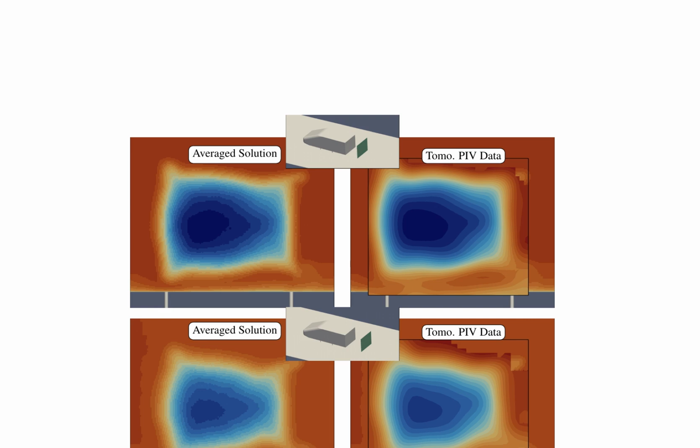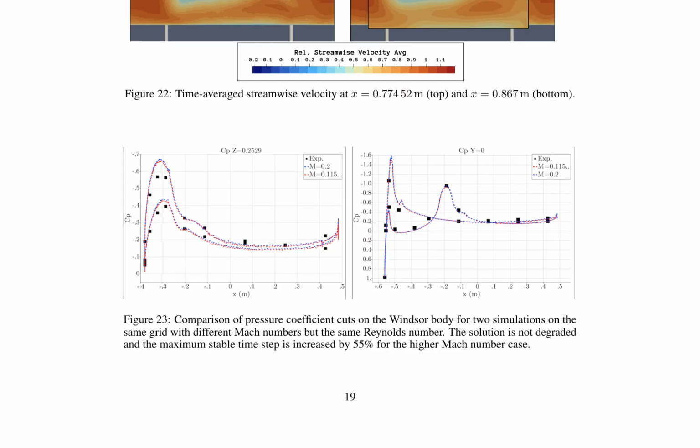The averaged solution for TOMO PIV data on streamwise velocity and pressure coefficient cuts is discussed. Specifically, Figure 22 presents the time-averaged streamwise velocity at two distinct points, x equals 0.77452 meters and x equals 0.867 meters, crucial for understanding fluid dynamics in the Windsor body context. Figure 23 compares pressure coefficient cuts for two simulations with different Mach numbers but the same Reynolds number, demonstrating the stability and efficiency of the higher Mach number case. This section showcases advancements in numerical methods and potential for increased computational efficiency without compromising accuracy.